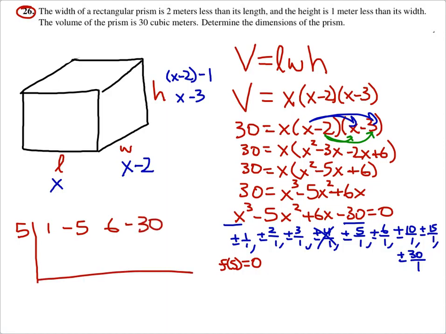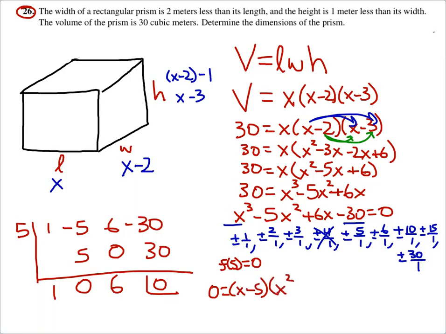The 1 comes down for free. 5, 0, 0, 6, 30, 0. So the factoring, and I realize we're really close to out of room here, the factoring makes 0 equals x minus 5 times x squared plus 6. And if you do any work at all with that quadratic, the quadratic formula, for example, you'll find that it doesn't have any real zeros.